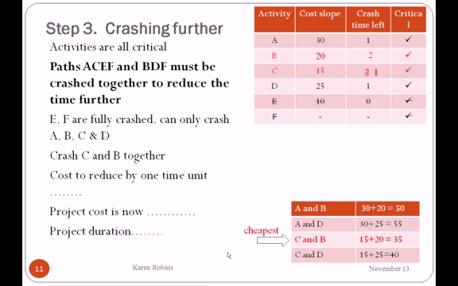If we crash activity C, we're going to reduce the number of crash days left to 0. So C will become fully crashed. And B will reduce down to 1. So crashing C and B together will cost us an extra 35. And it will bring our total project cost to 205, 170 plus 35, and the project duration will now go down to 6.